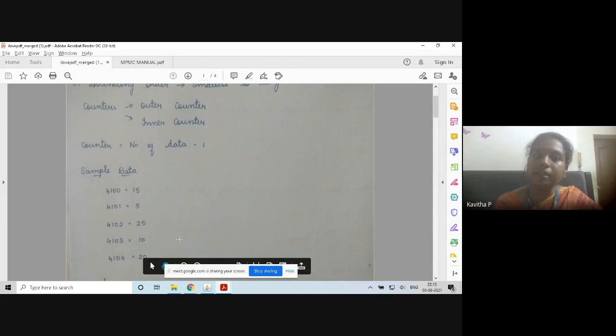So again, once the entire process is over, we will start to decrement the outer counter value, which is from 0, 4, and it will be decremented to 0, 3, 0, 2, 0, 1 and 0.